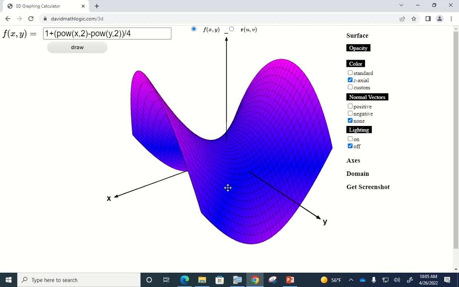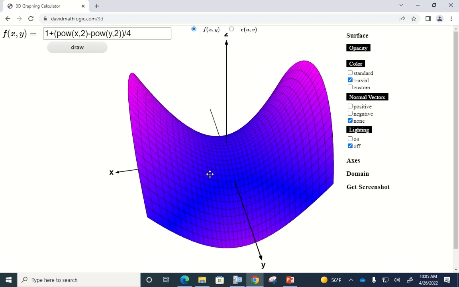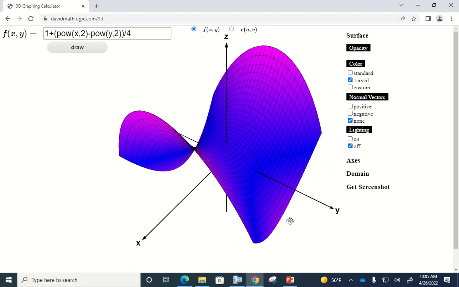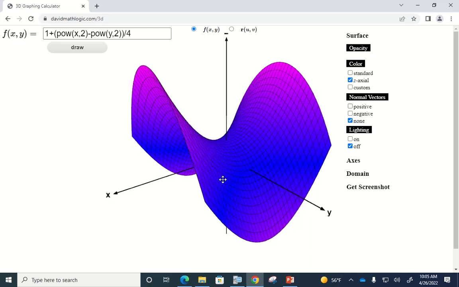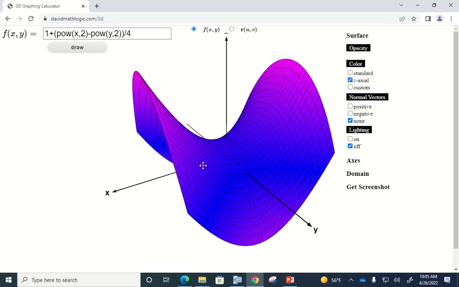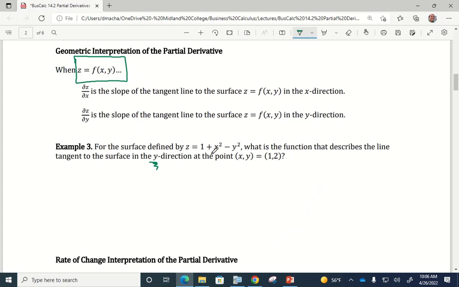If I were moving in the positive x direction, it looks like it would be positive at that point, because as I move towards the positive x-axis, the slope is going up, but then as I move towards the positive y-axis, the slope is going down. So your partial derivatives are going to be different here. Okay, let's try.